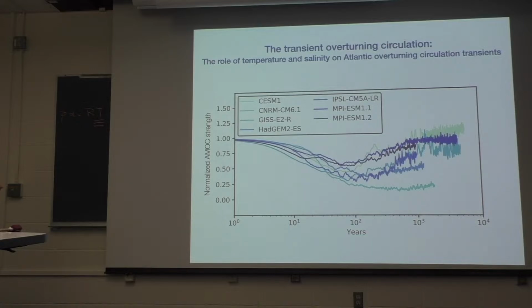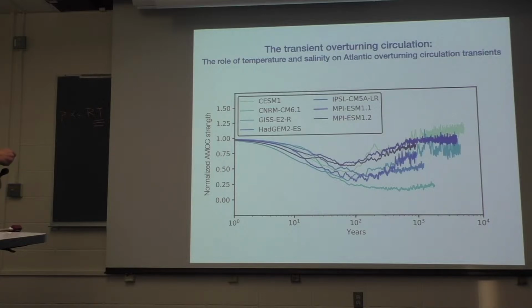What I'm showing here is time on the x-axis, and note it's on a logarithmic scale, so time is stretched here. This is 100 years, this is 10,000 years. And on the y-axis is the strength of the AMOC normalized by its initial strength.